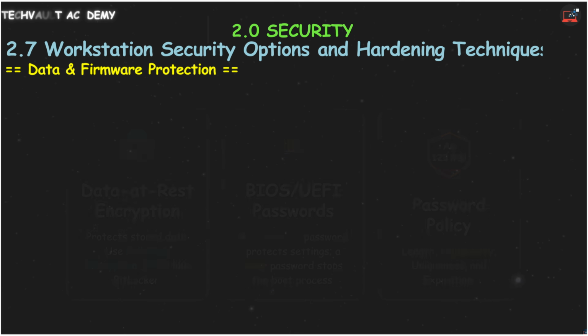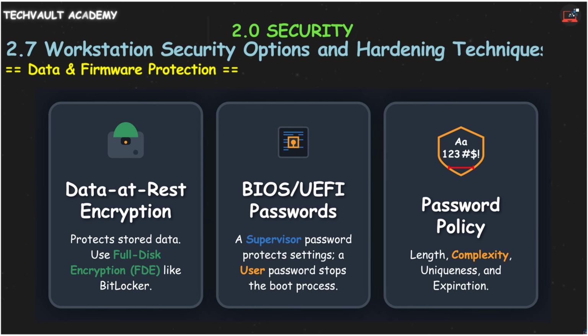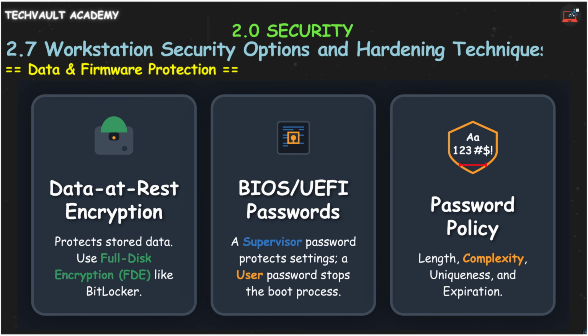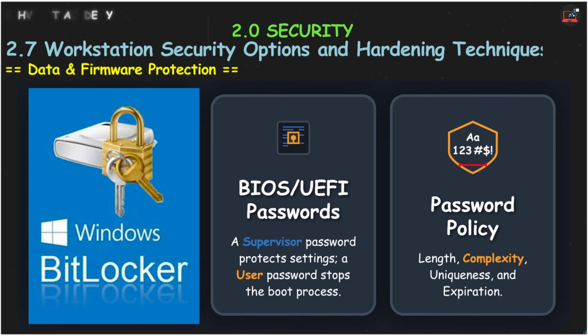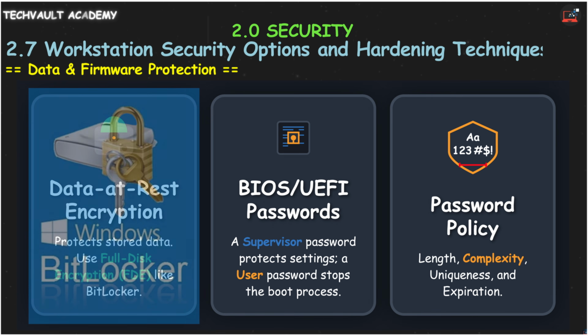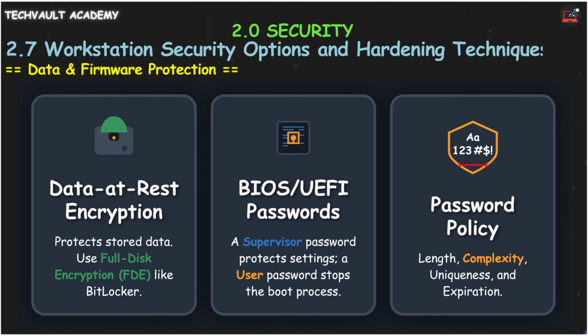First, we protect the data itself. We use data-at-rest encryption to make our information unreadable to unauthorized users. The most common method is full disk encryption, or FDE. On Windows, this is called BitLocker. It's like putting the entire hard drive inside a digital vault. This is especially critical for removable media like USB drives, because when an encrypted drive is lost, you only lose the hardware, not your sensitive data.